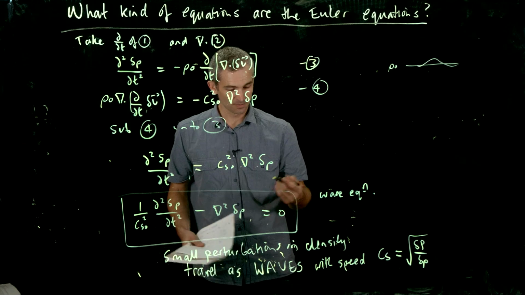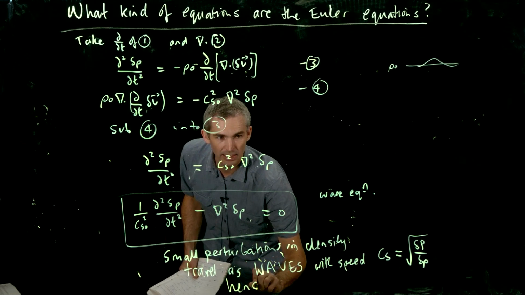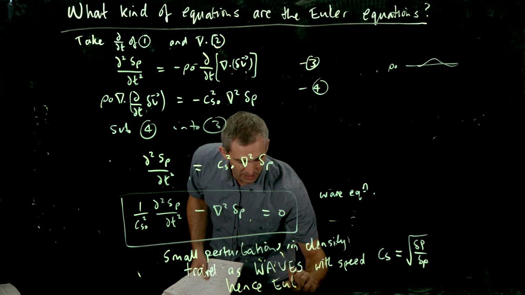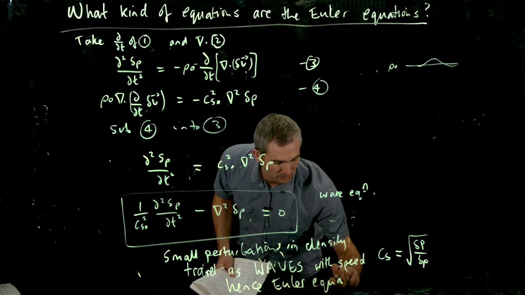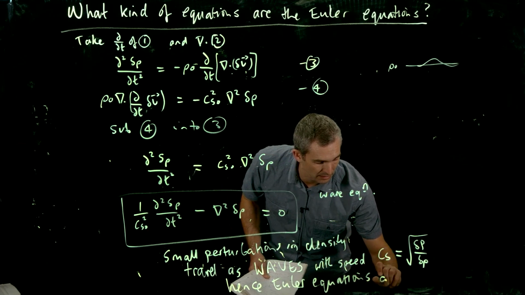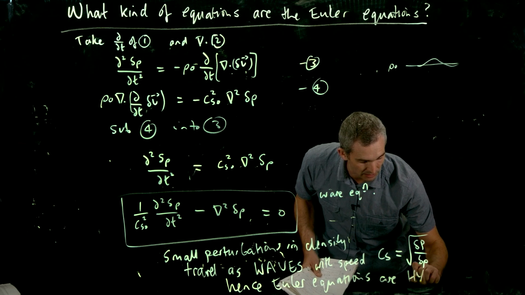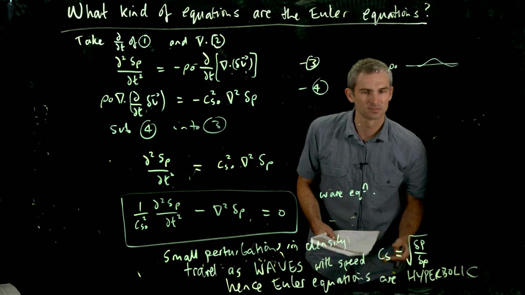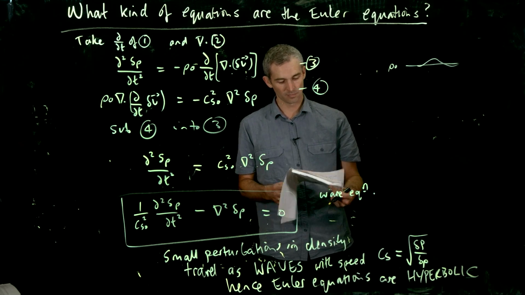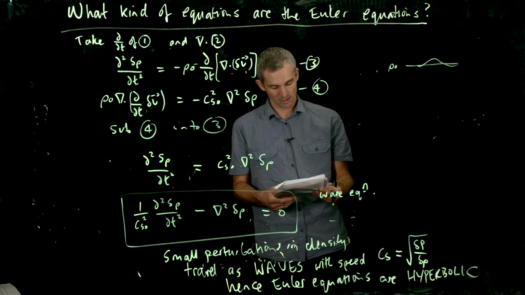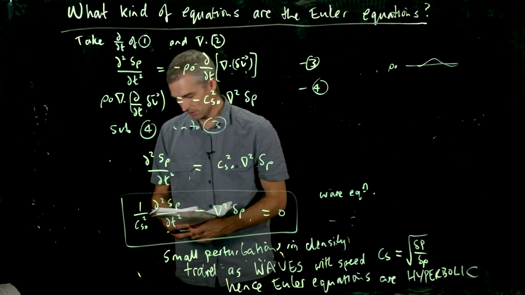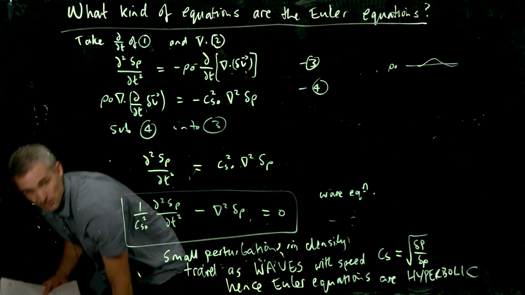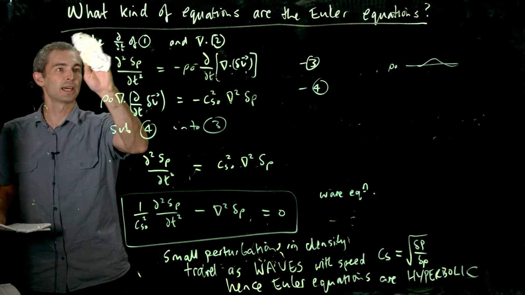And so in terms of the mathematical definition, our Euler equations are hyperbolic. And in fact, we can solve these equations. So let's go a little bit further. We know how to solve the wave equation. So let's do that.